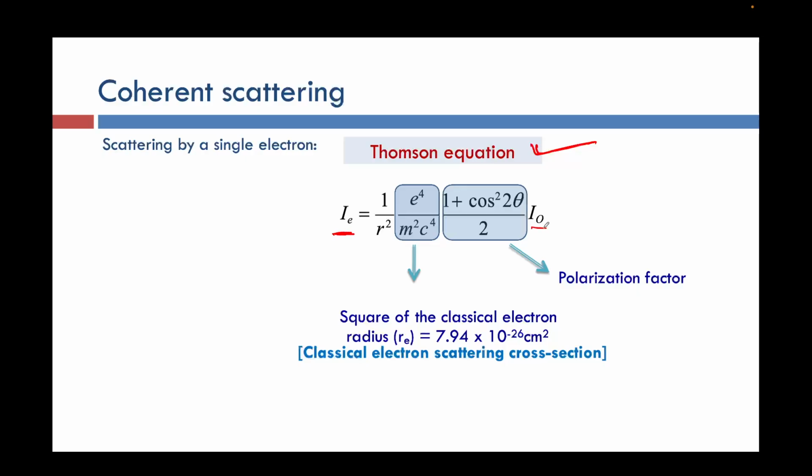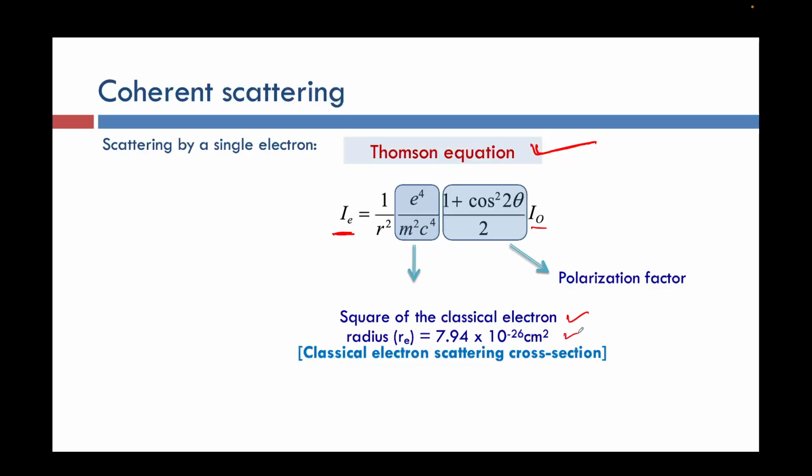And if you remember, this e to the power 4 divided by m square c4 is the square of the classical electron radius, and this value is 7.94 into 10 to the power minus 26 centimeter square. What does it mean? That means the classical electron scattering cross section, how much intensity it will give you from one electron.